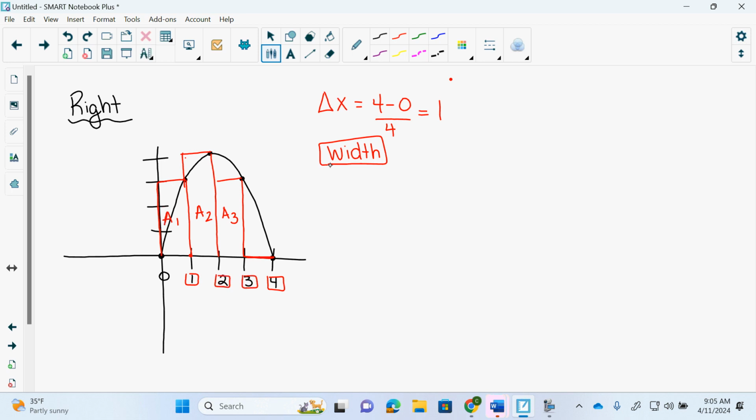So the area is going to equal area 1, which is a height of what? 3 times 1. Plus area 2, a height of 4 times 1. Area 3, 3 times 1. And then this one is a height of 0.